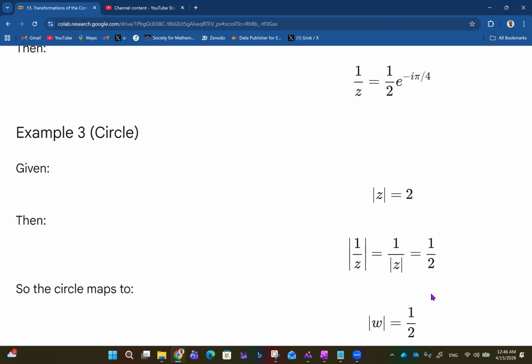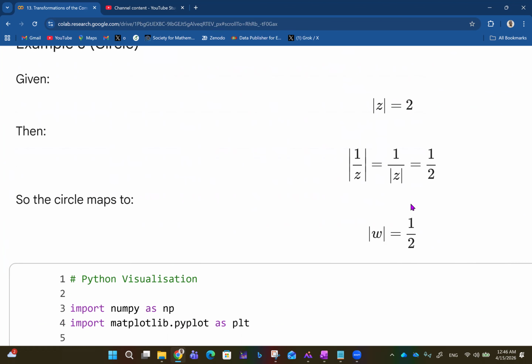Then we have the circle now. Given that the absolute value of z equals 2, this is a circle whose center is at 0 and the radius is 2, right? Then the modulus of 1 over z is equal to 1 over modulus z, which is equal to 1 over 2, because the modulus of z is 2. So the circle then maps to a circle with modulus of w equal to 1 over 2.